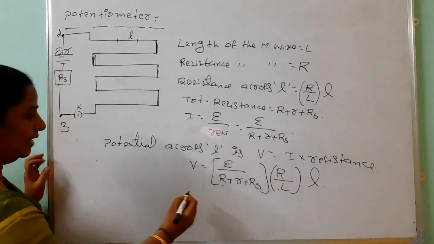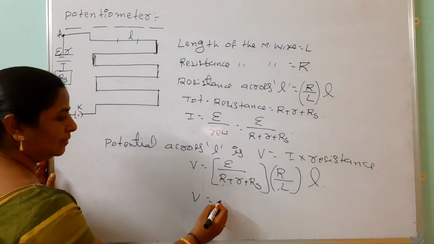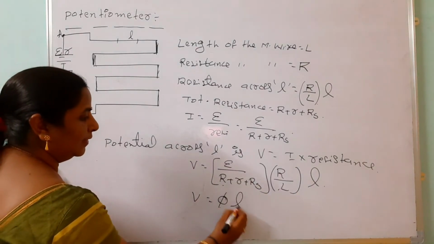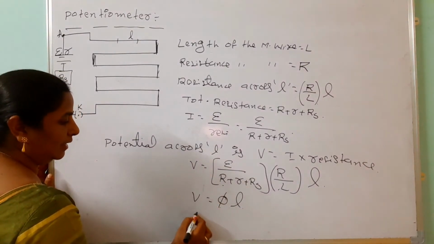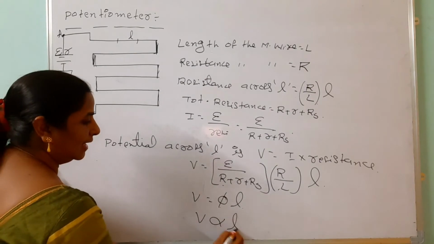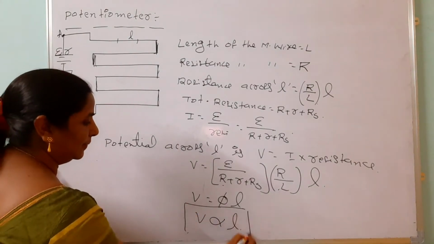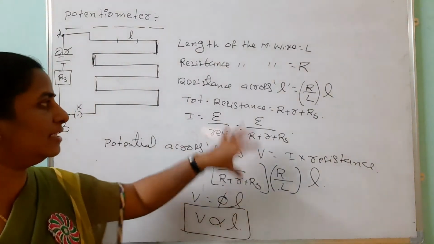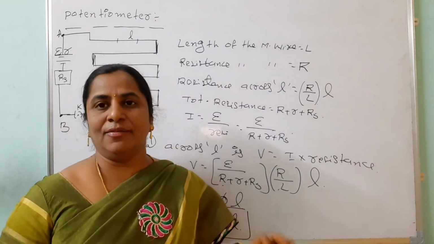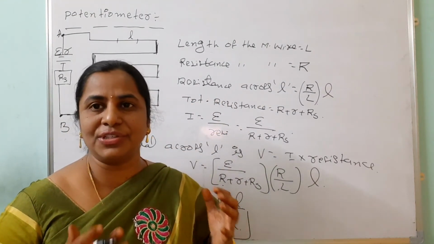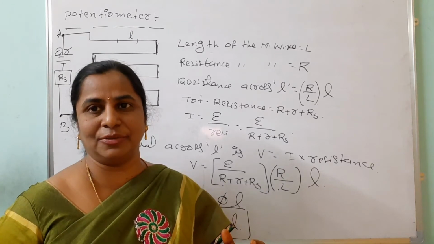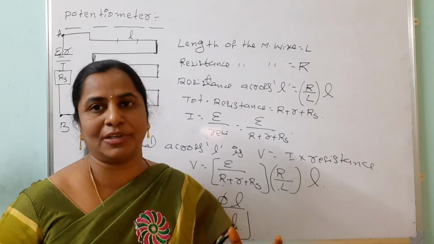Look here, we can write V equals phi into L, one constant. Then this potential is directly proportional to the length. This is called the principle of potentiometer. While writing this answer, first we should understand this. What is the potentiometer? What is the principle of potentiometer?